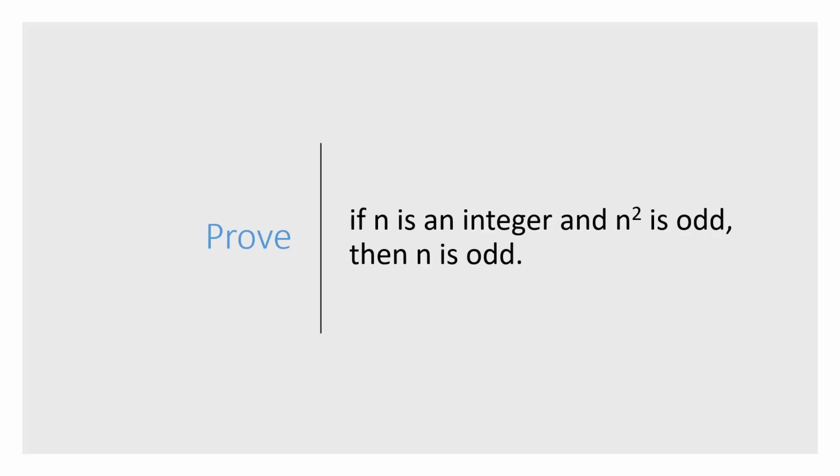Same thing with this one. If n is an integer and n squared is odd, then n is odd. So to prove that, we assume that this is P. That's the proposition P, or you can call it Pn if you want. This is the proposition Qn. Let's call this Pn because it's like a predicate. This is dependent on n. So you want to show that Pn implies Qn.